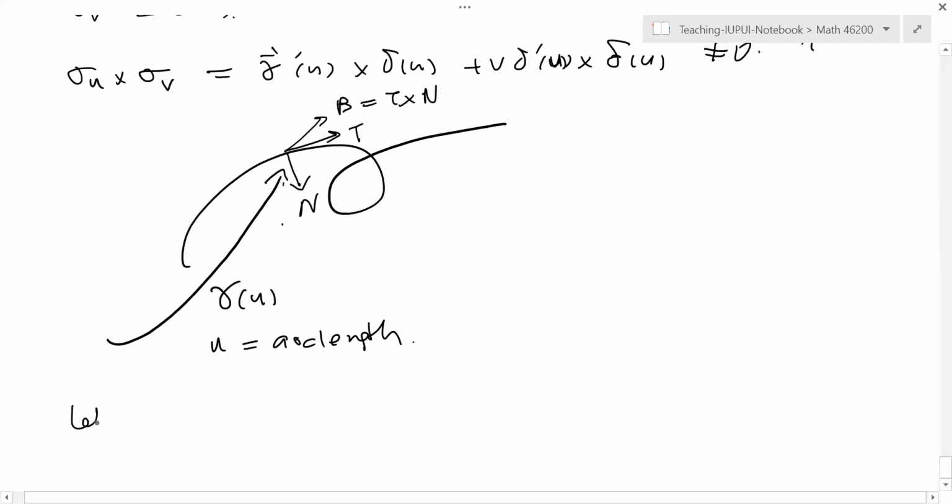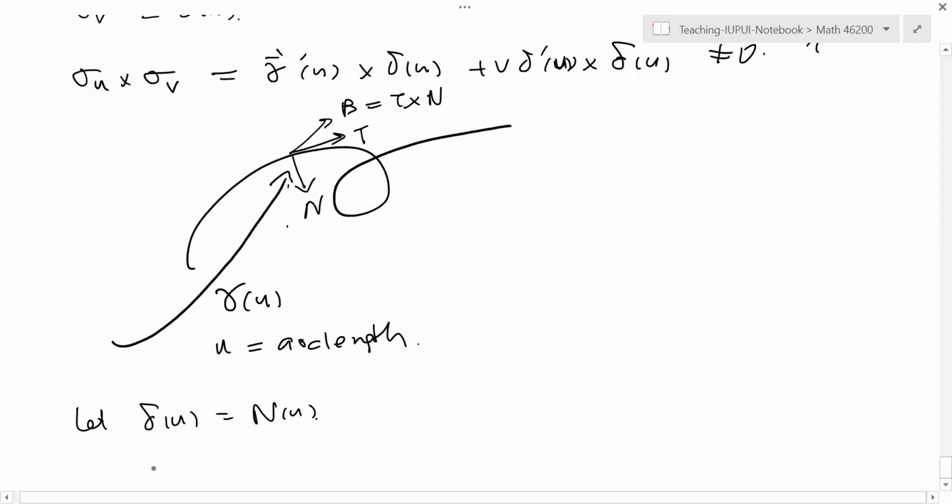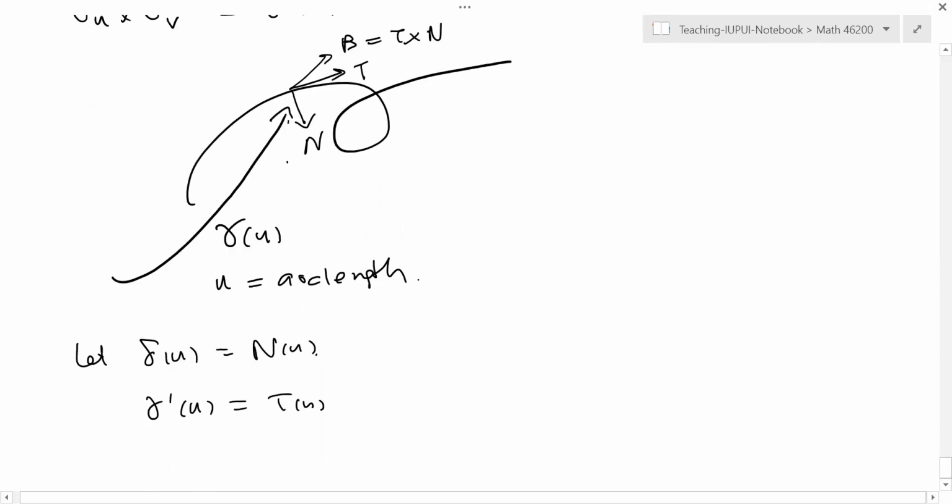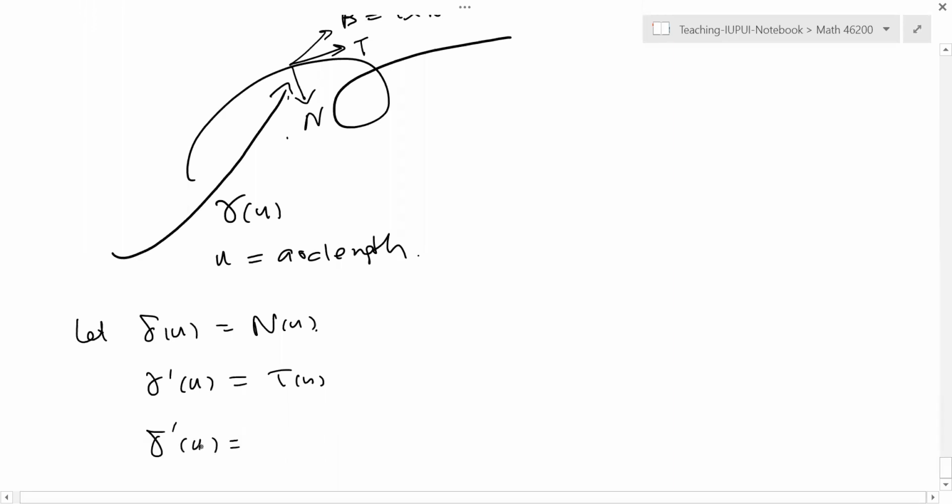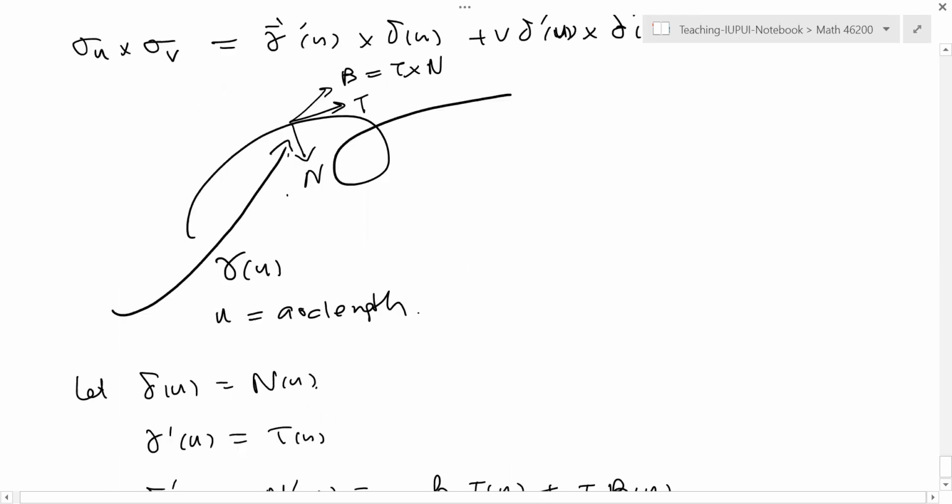So we can let delta u be, let's use this one. Then remember gamma prime is going to be T U, right? And the delta prime U is just N prime U. Do you remember what that is? There are two quantities here. That is going to be negative curvature times T plus torsion times B.